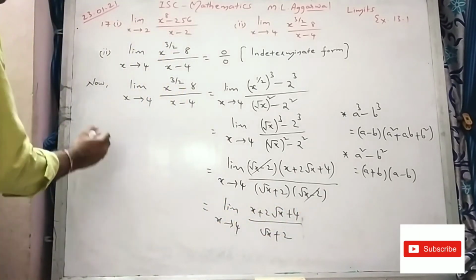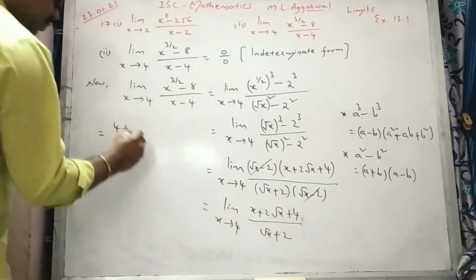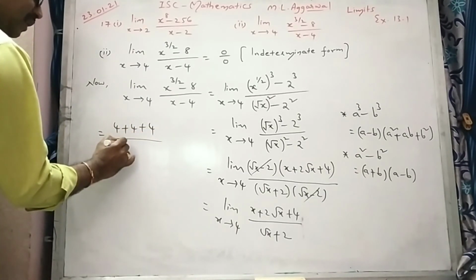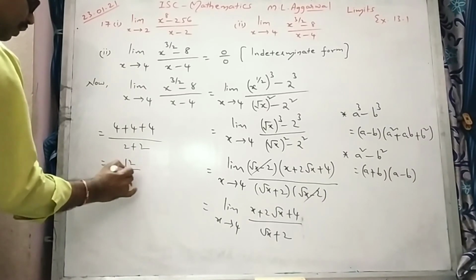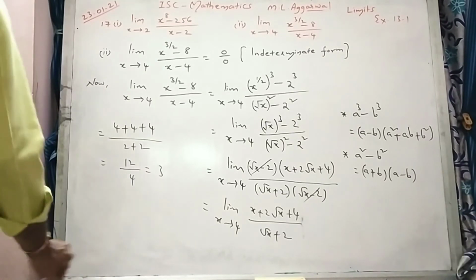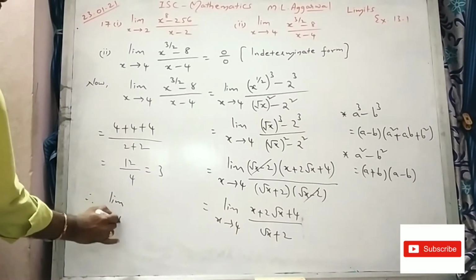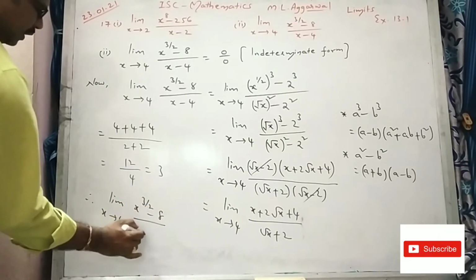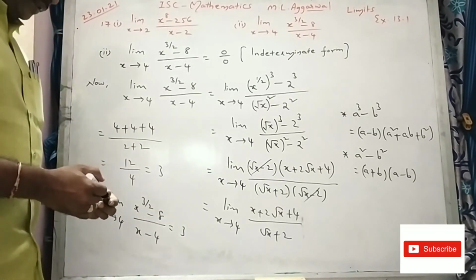Now substitute the limit. 4 plus root 4 means 2, 2 2s are 4, plus 4, upon root 4 means 2 plus 2. 12 upon 4 means 3. So therefore, limit x tends to 4, (x power 3 by 2 minus 8) upon (x minus 4), value 3. That is the final answer.